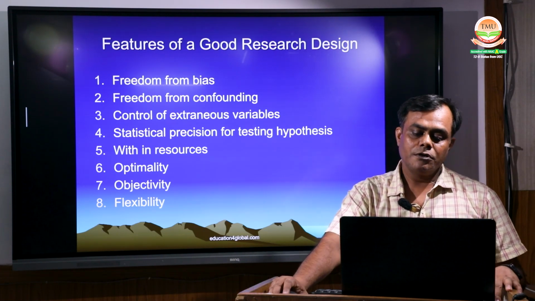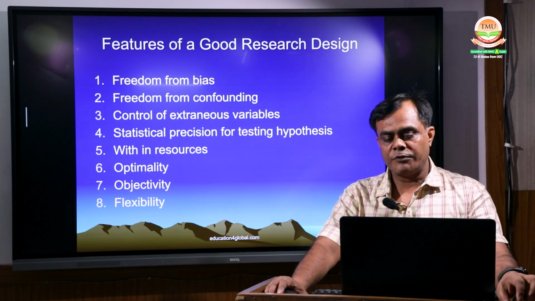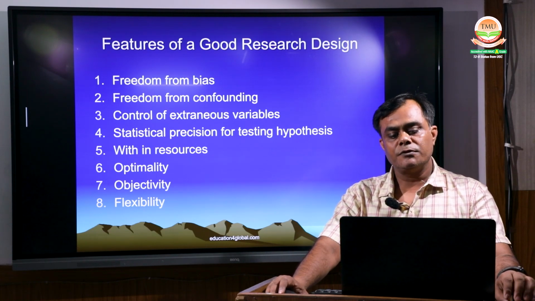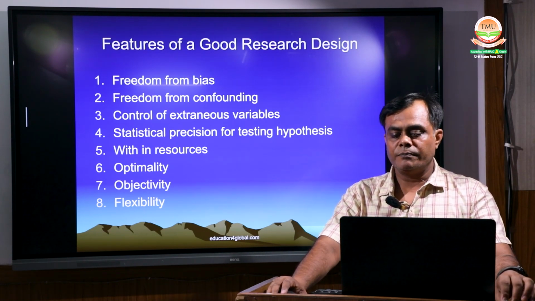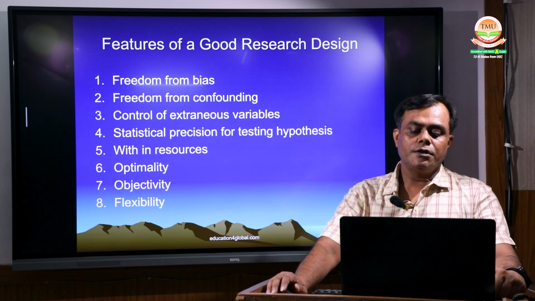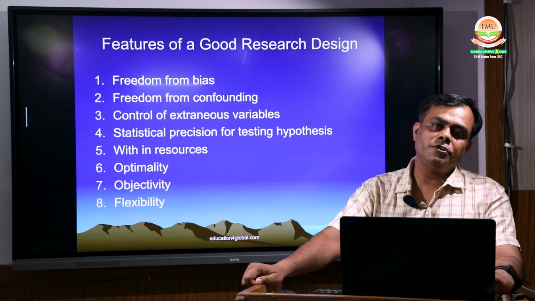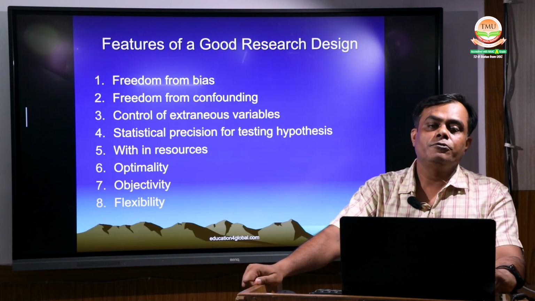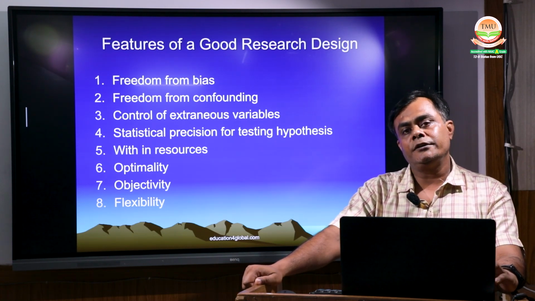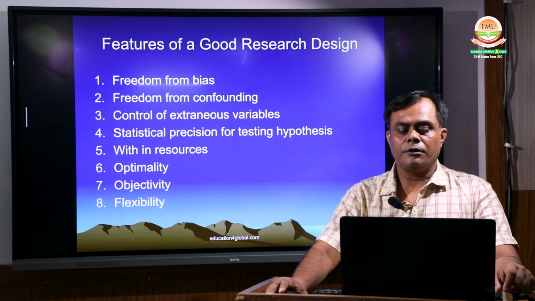Sixth one is optimality. We have to work on the principle of optimum. The best research design is one which yields maximum precision in terms of bias and variance using minimum resources in terms of sample size, time, and money. So whatever resources we are using in our research study, we have to optimize our output by minimizing inputs or minimizing the resources.